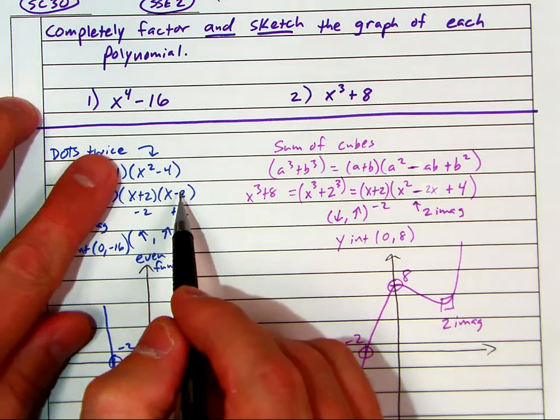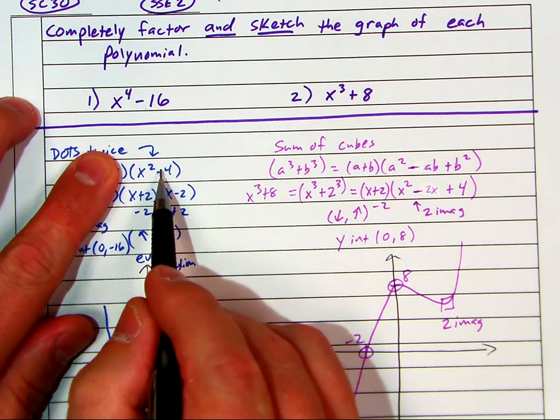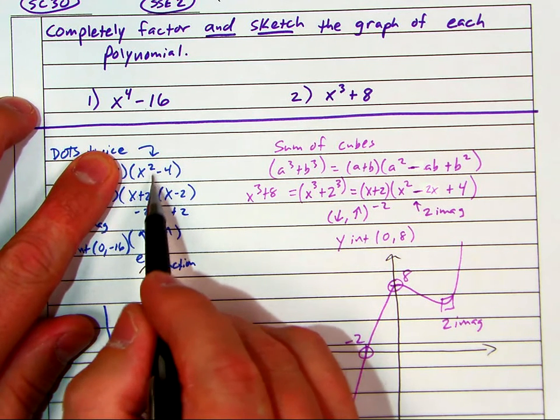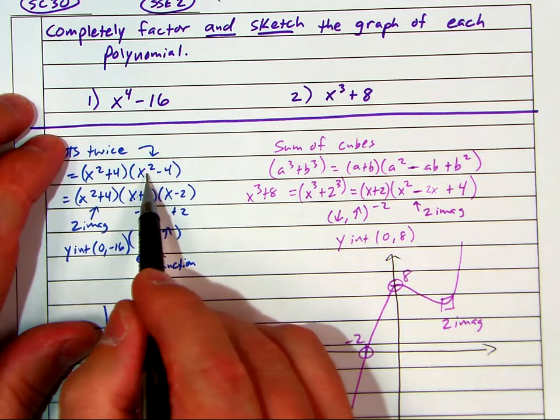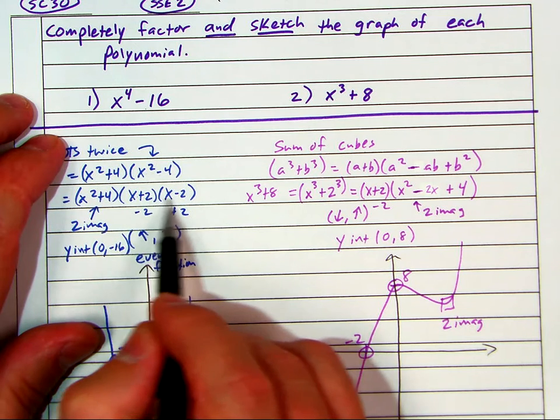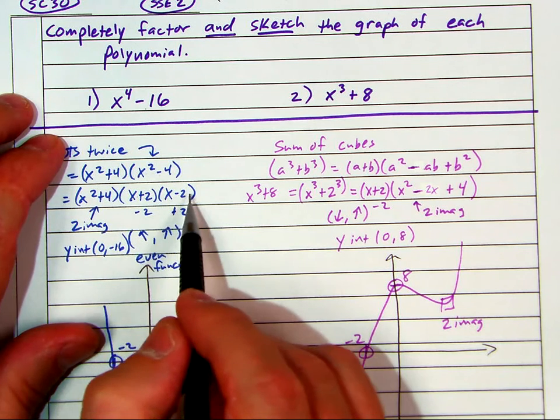Remember that if I were to just multiply these two terms and collect like terms, the middle two x's would cancel out. That's why these two terms factor into two binomials of two terms each, plus 2 and minus 2.